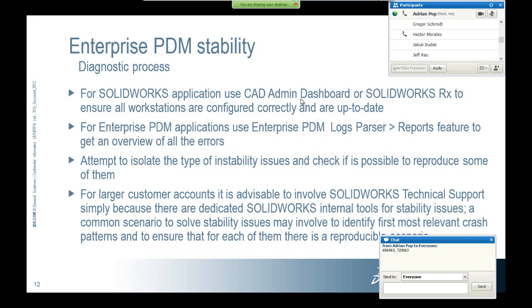Ideally, the first step, you should try to isolate any instability issue and check if somehow you can reproduce it. If an issue is reproduced, in general you can consider it 50% solved, because we're going to have an SPR. Technical support can look at that SPR, look for workarounds. Development can find, of course, a potential fix for that issue.